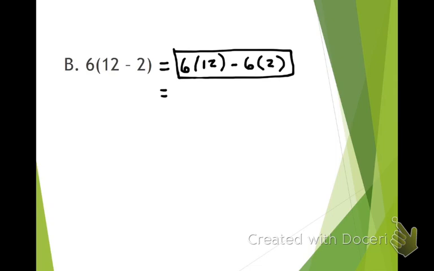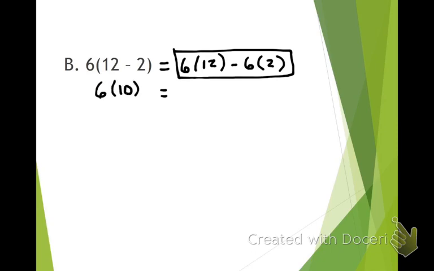First one is 6 times 12 is 72. Okay, you got to do the parentheses. Remember, PEMDAS says do the parentheses first. So do that work inside the parentheses first. What's 12 minus 2? It's 10. So let's do 10. Multiply that by the number what? 6. Okay, good job.